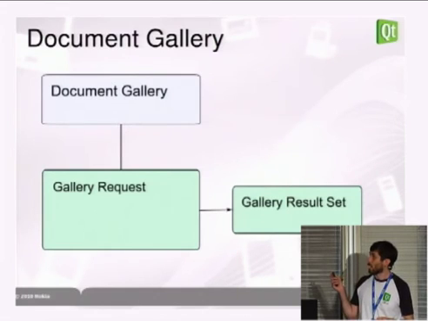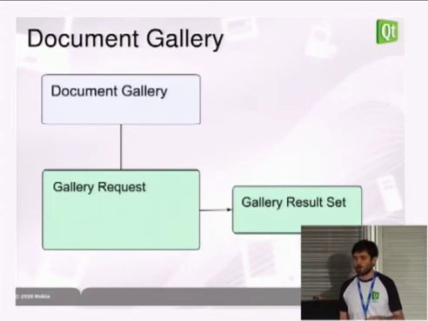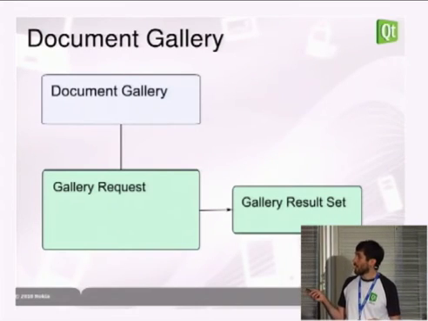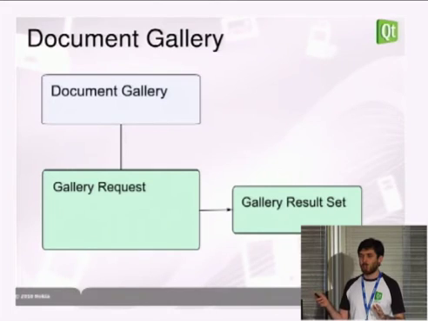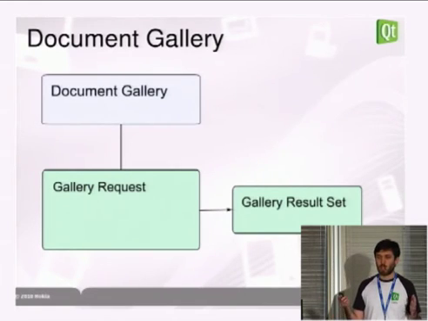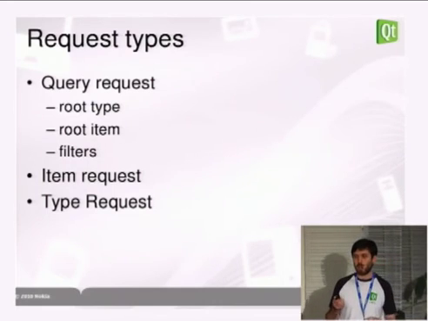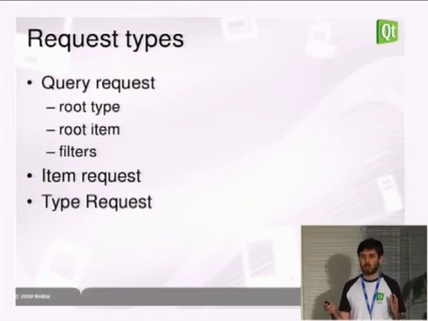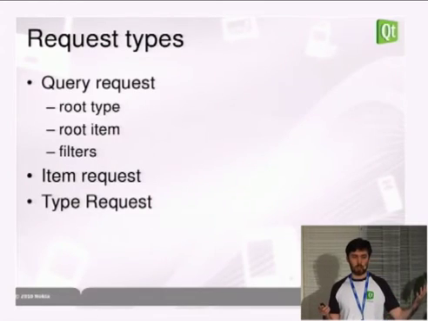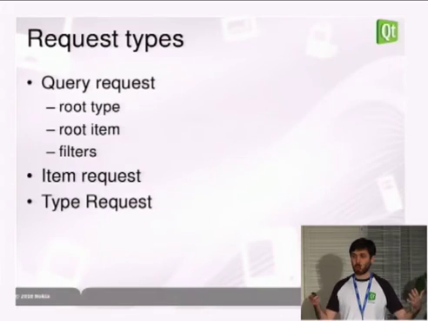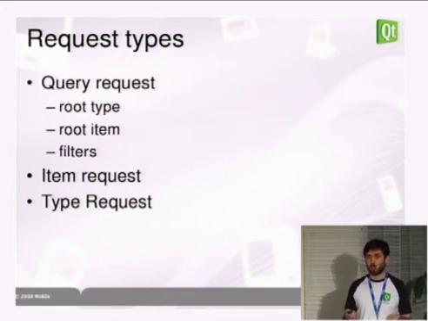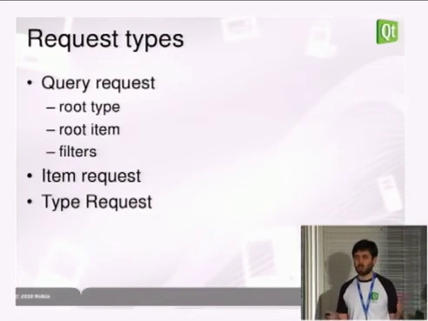And how to use it? Actually, it's quite simple. In most cases, you are working with a gallery request object, and you specify what you would like to find. It gives you a gallery result set, which asynchronously provides you the result of your search. And we have a few request types already. The most common is the query request. When you select, I would like to find all the images, it's the root type, starting from this directory, and add some filters. It's possible to combine filters and have quite complex filters.